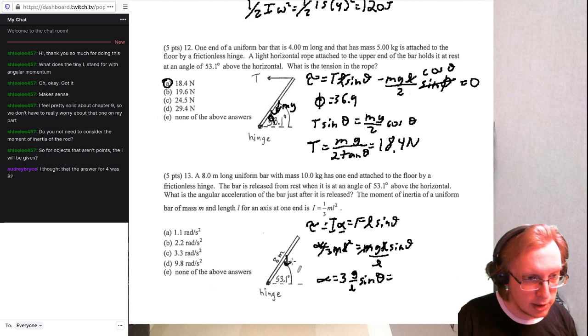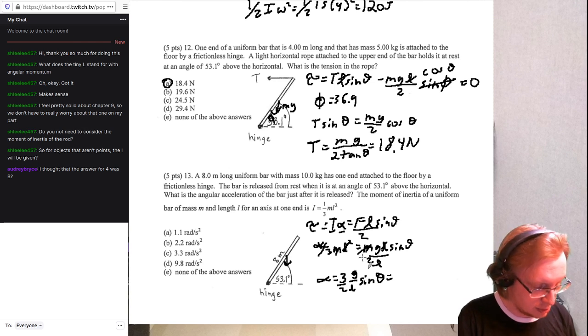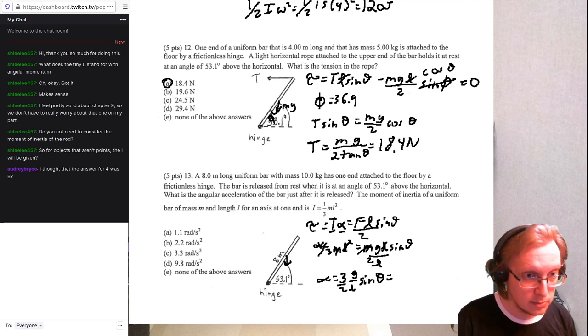Where's the force of this thing? It's in the middle. Torque is applied at half the length. Put 2 over here. There we go. 2 times the length of this thing, 8 meters, times sine of 36.9 degrees, because we want this angle here again. And so that is 1.10 rads per second squared. There we have it.